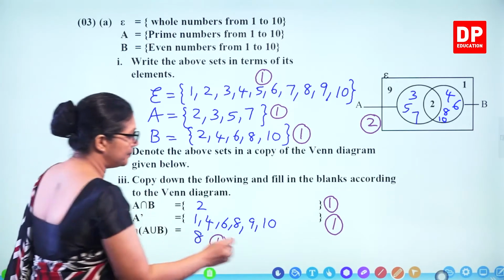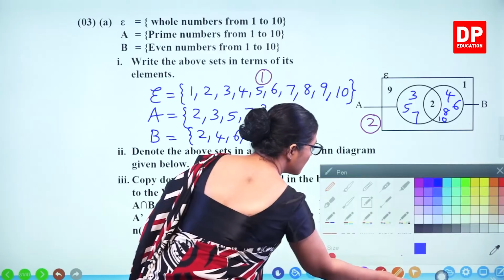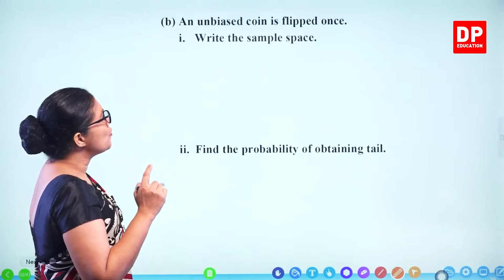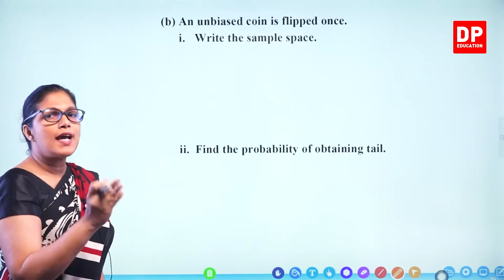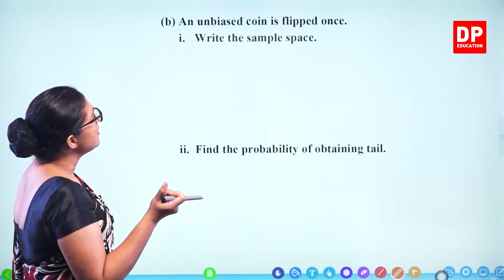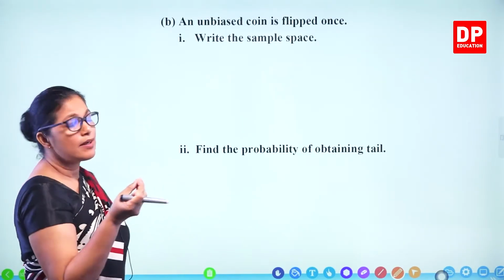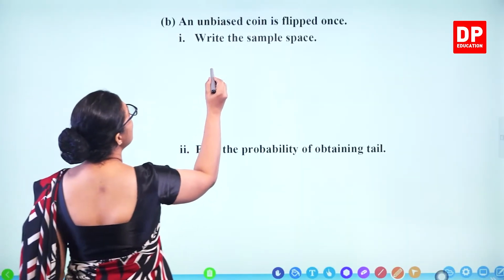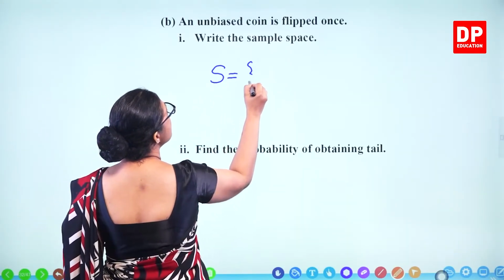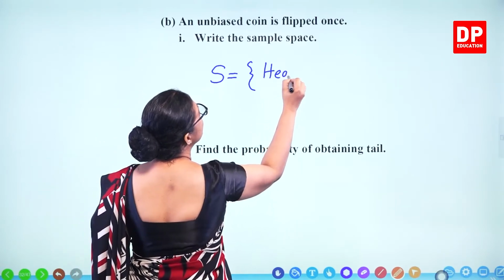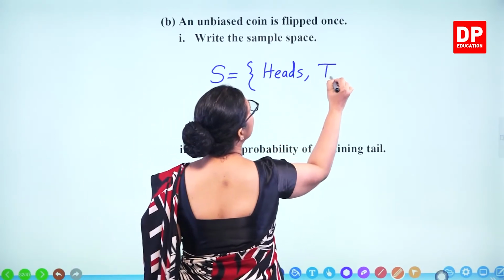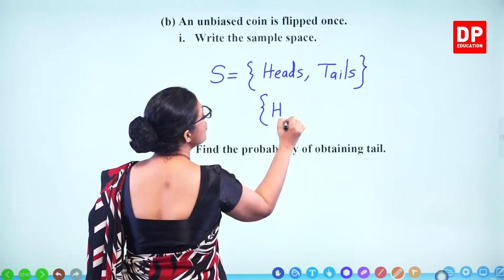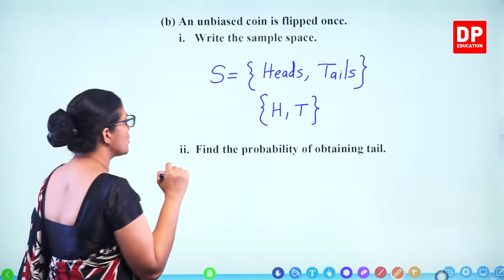Let's do part B. An unbiased coin is flipped once. Unbiased means both sides are equally likely. Write the sample space. When you flip a coin, what are the sides you get? Heads or tail? So you can write the sample space. S is heads or tails. Those are the outcomes. You can write HT also. H, T. That's also possible.